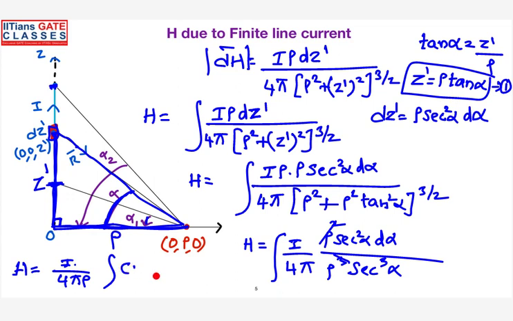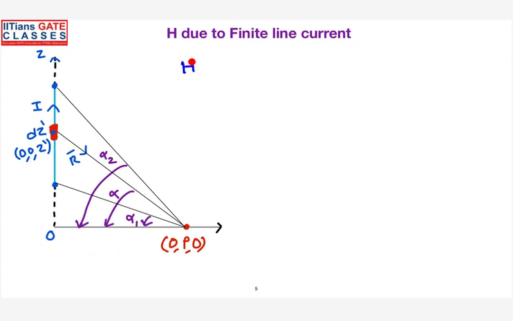When you want to find the magnetic field intensity right now, you can integrate from the lower edge up to the upper edge. The lower edge is making an angle of alpha 1 and the upper edge is making an angle of alpha 2. So I integrate from alpha 1 to alpha 2. The integration of cos alpha will be sin alpha. So finally you are going to get the magnetic field intensity equal to I by 4 pi rho into sin alpha 2 minus sin alpha 1. So this is your magnetic field intensity.